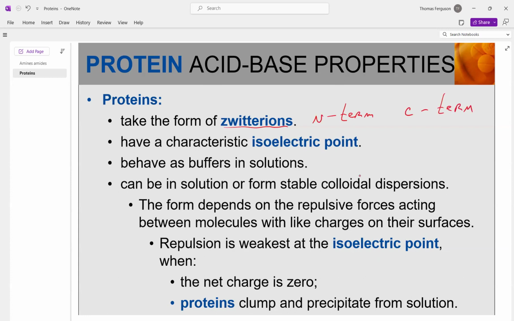The N and C terminal ends take on the Zwitter ion. So the N terminal end is always positive. The C terminal end is always negative. That's the part that forms a Zwitter ion.